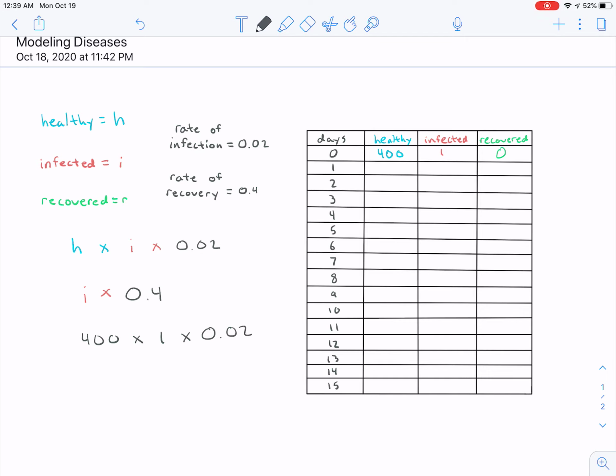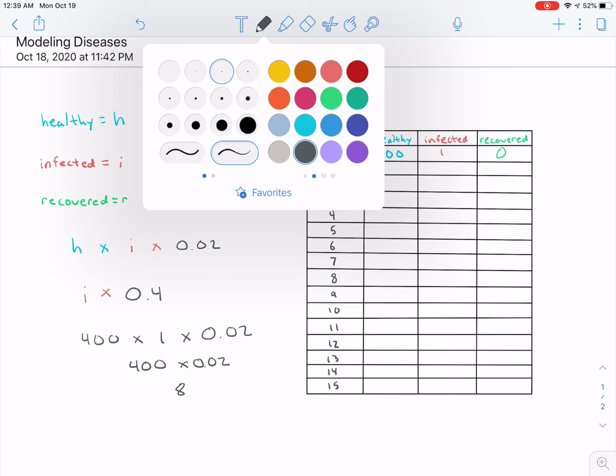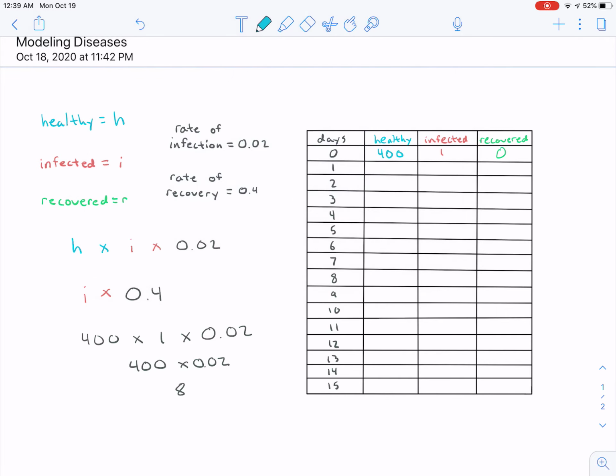So we know this, 400 times 1 is just 400. That's easy. So now we just multiply 400 by 0.02, and we get 8. So what this 8 means is 8 people go from healthy to infected. So if we subtract 8 from our healthy population, we get 392. So now our healthy population is 392, right?